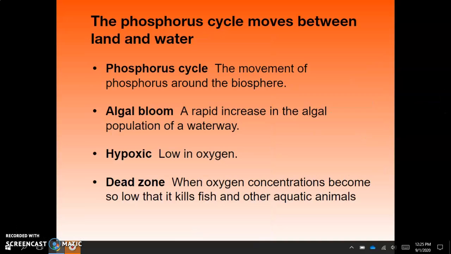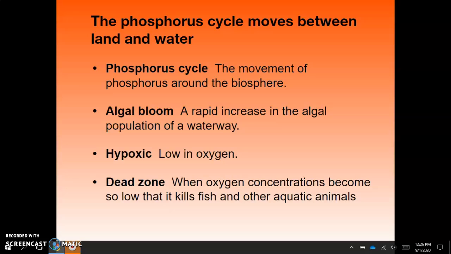The phosphorus cycle is the next cycle we're going to talk about, and that's when phosphorus moves between land and water. The phosphorus cycle is a little bit interesting because this is the movement of phosphorus around the biosphere. An algal bloom is just a rapid increase in the algal population of a waterway. If a waterway is hypoxic, that means it is low in oxygen. And a dead zone occurs when oxygen concentrations become so low that it kills fish and other aquatic animals.